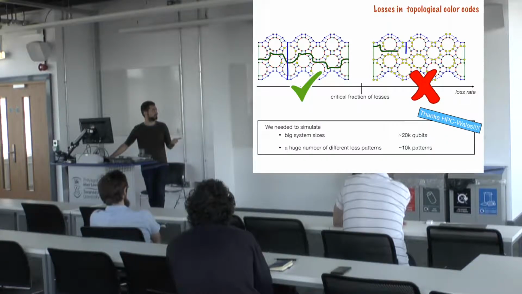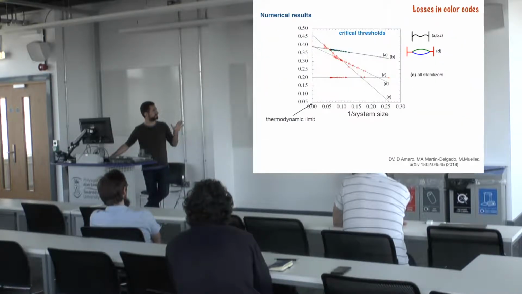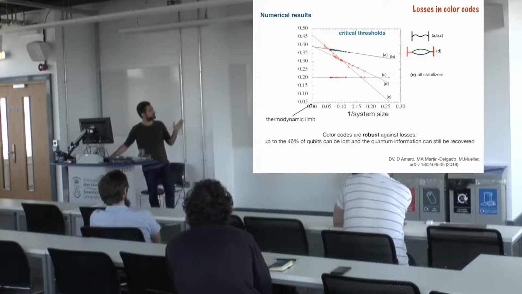The problem is that we need bigger system sizes, because we want to reach the so-called thermodynamic limit, when there are in principle an infinite number of qubits. And as this is a random process, we had to simulate a lot of patterns of disorder. And ARCCA Wales was helpful in this respect. The final result is that these codes are robust. So in principle, one can lose up to 46% of qubits.